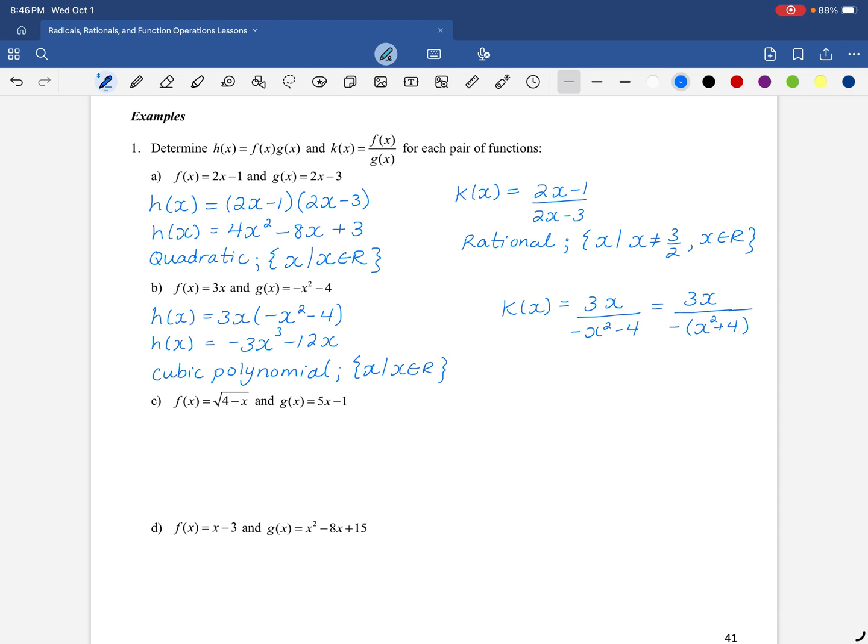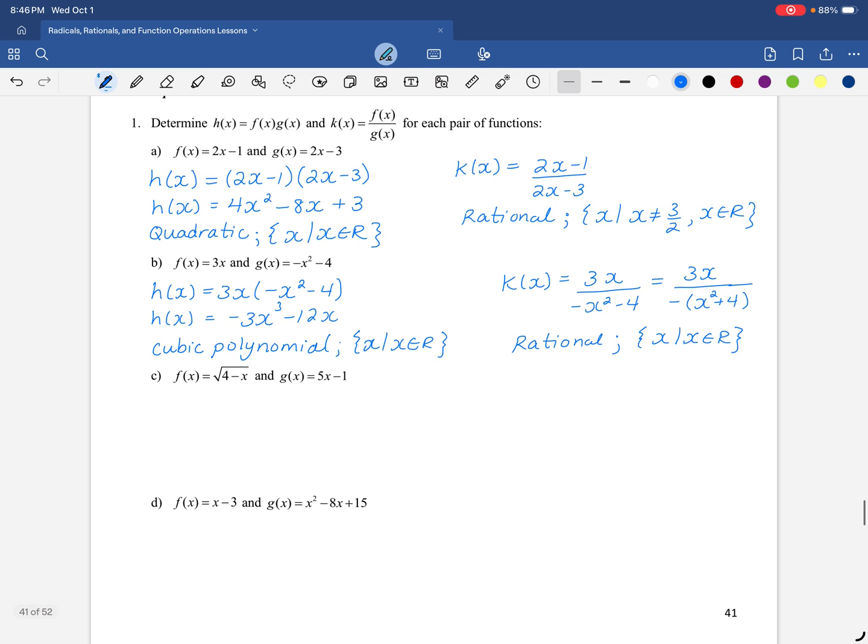This is a rational function. Okay, so when we do create this division, we do create a rational function. However, the domain just remains as x is an element of the reals. Okay, again, there's no value of x that would cause that denominator to be equal to 0. Okay, let's take a look at part C.